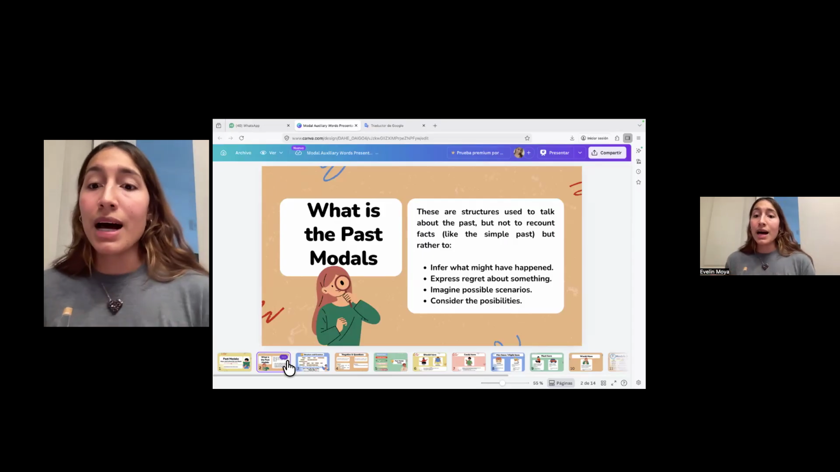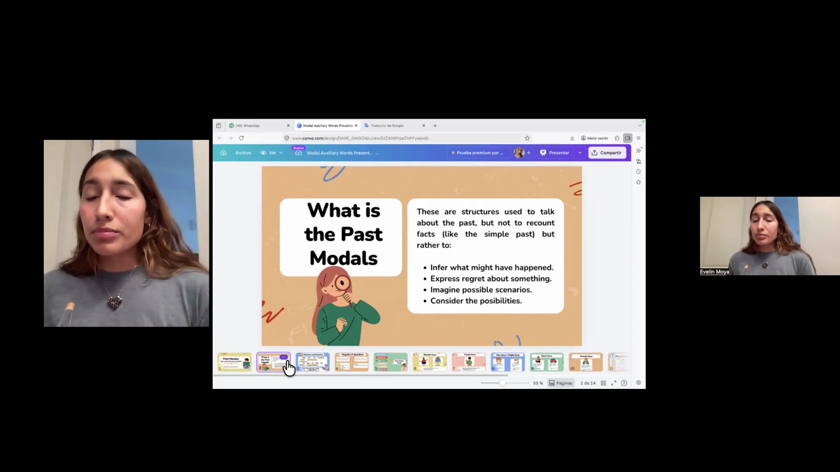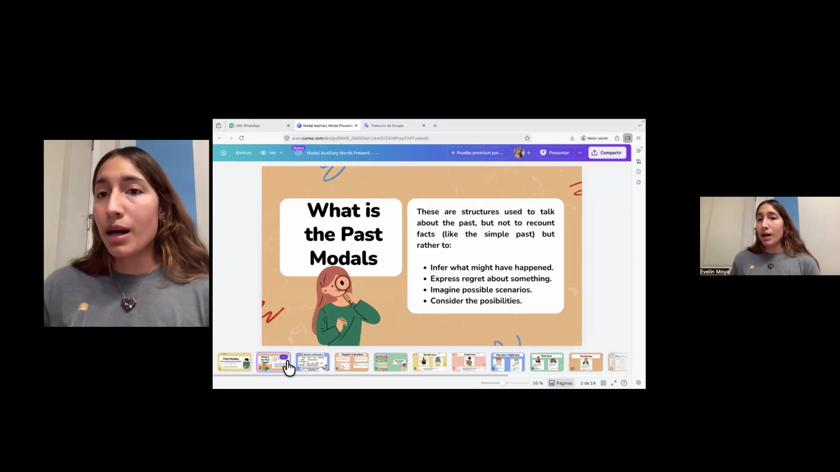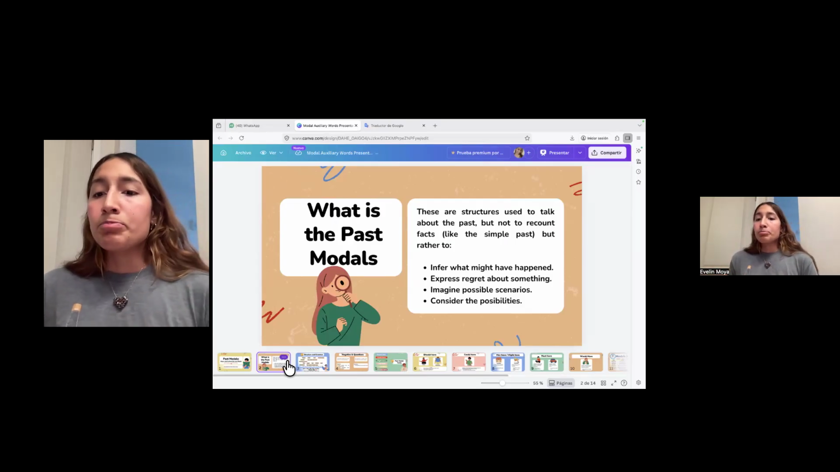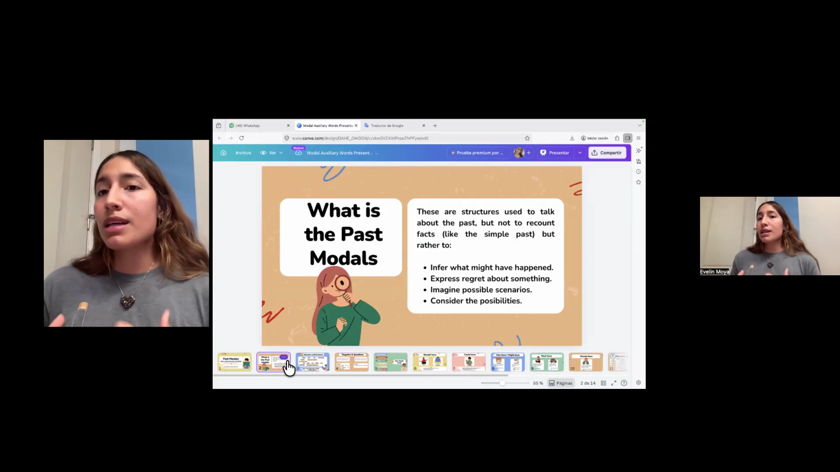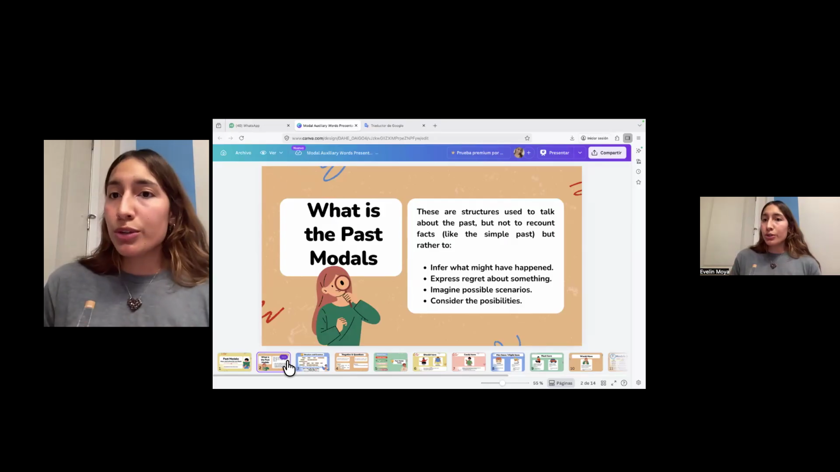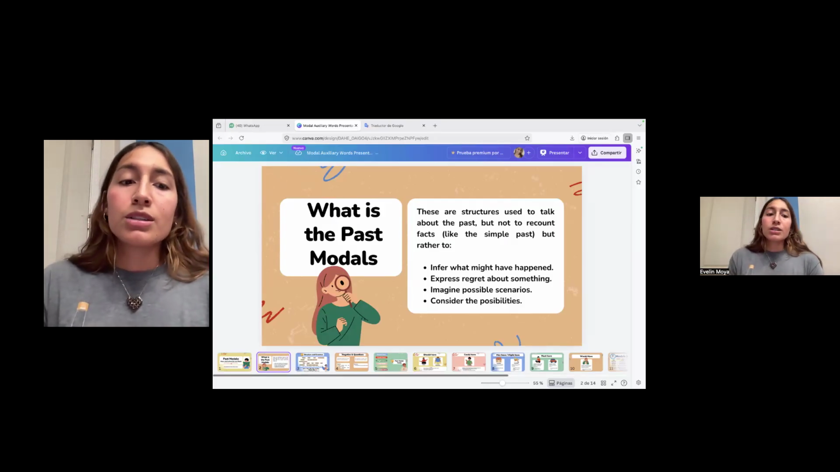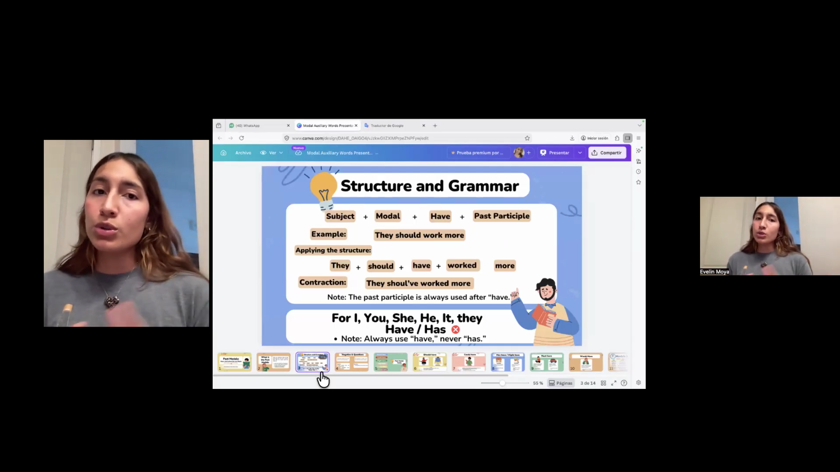Past modals allow us to express different ideas about the past. For example, we can talk about something that might have happened, or something that should have been done, or something we believe happened. So now we're going to see a structure in grammar.